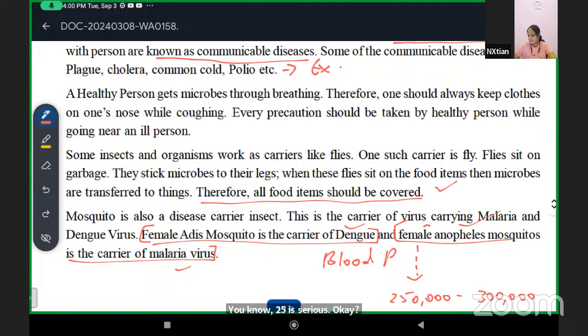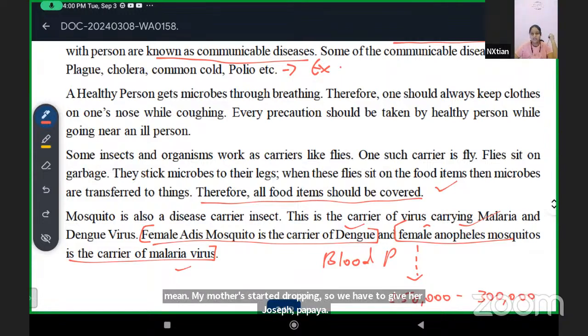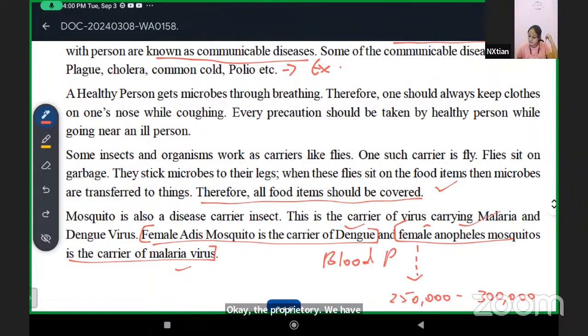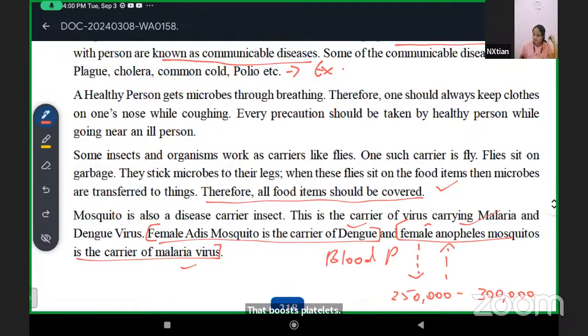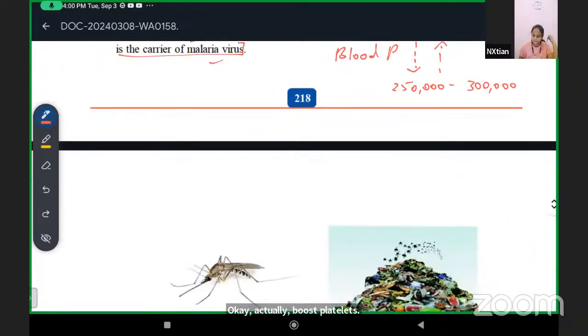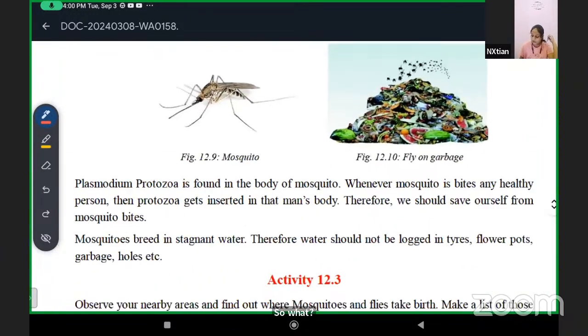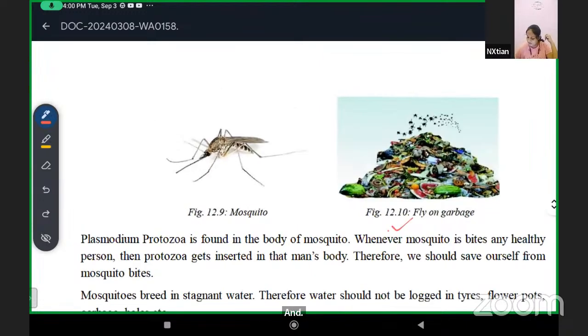So my mother's platelets started dropping, so we had to give her juice of the papaya leaves. The juice of the papaya tree leaves is given. That really boosts platelets. So then she recovered, and that is how it went.